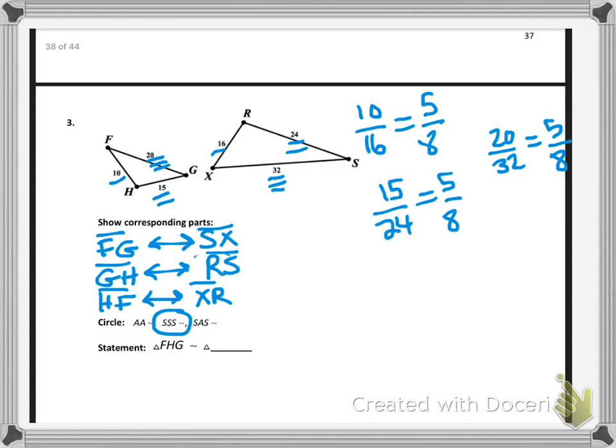And let me just make sure I get things in the right order. So if I start at F, the one corresponding to that is X. The angle corresponding to H is R. And the angle corresponding to G is S. So there's my similarity statement.